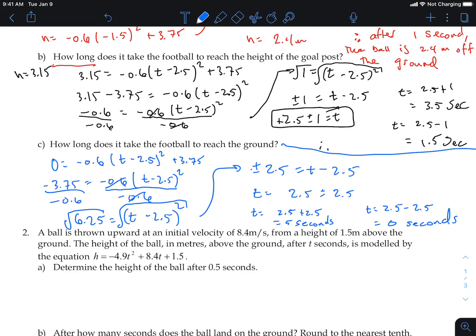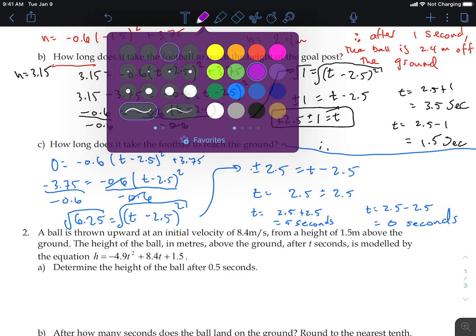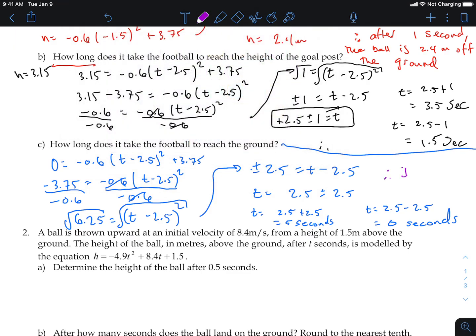So you're saying therefore it took 5 seconds for the ball to reach the ground after it got kicked. Therefore, I'll write that too. Therefore, it took 5 seconds for the ball.